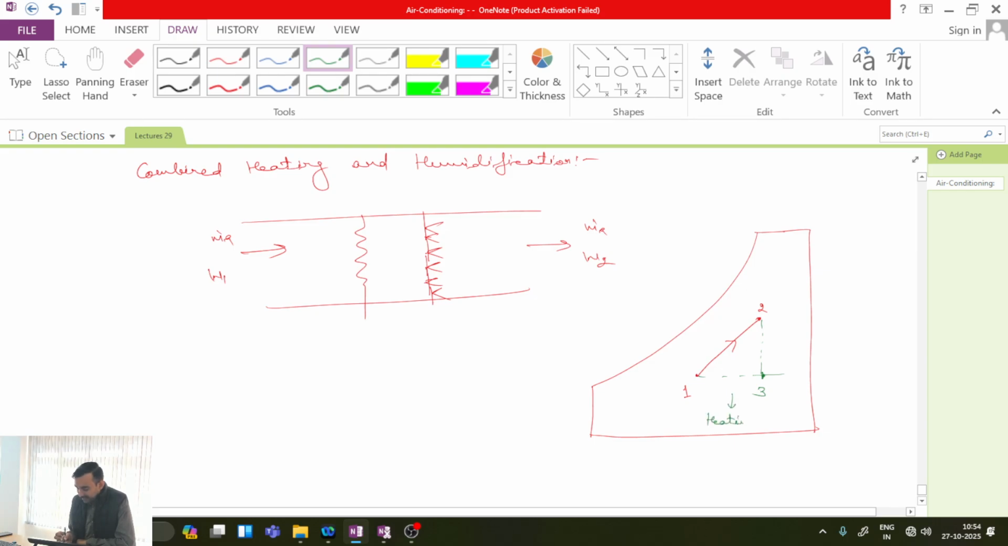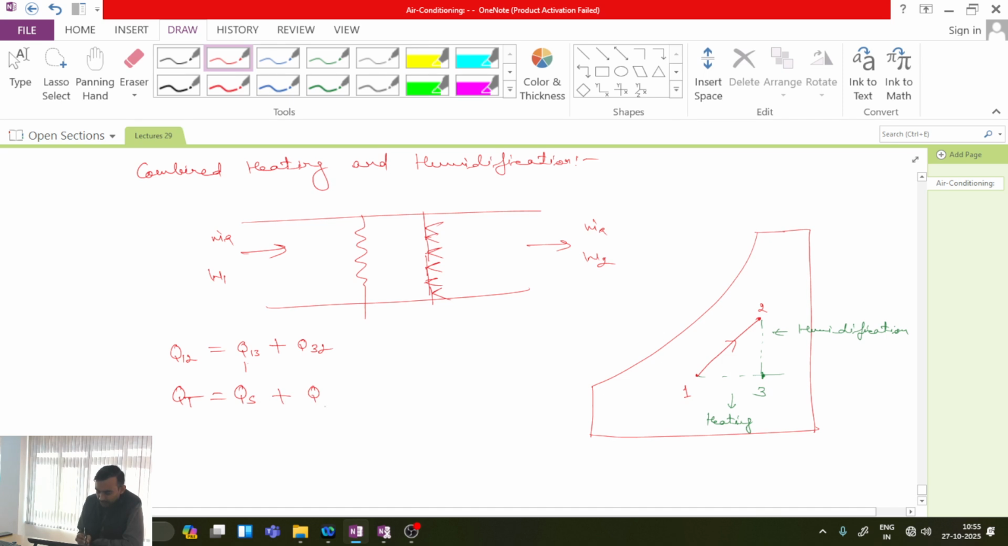Only heating. And what is process 2 to 3? Pure humidification. Okay. So I can say that whatever is the load from 1 to 2, that can be given as the sum of the load from 1 to 3 plus 3 to 2. It means sensible load. So what is this? This is total load. 1 to 3 is sensible load and 3 to 2 is latent load.